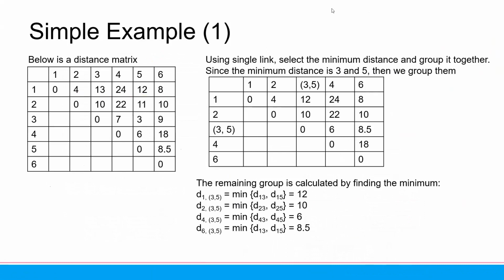Now, you can see that we have 6 objects. How do you know we have 6? 1, 2, 3, 4, 5, 6. And I'm going to use single link. If you look at this distance, the distance from 1 to 2 is 4. The distance from 1 to 3 is 13. The distance from 1 to 4 is 24, and so on. But why is this blank?